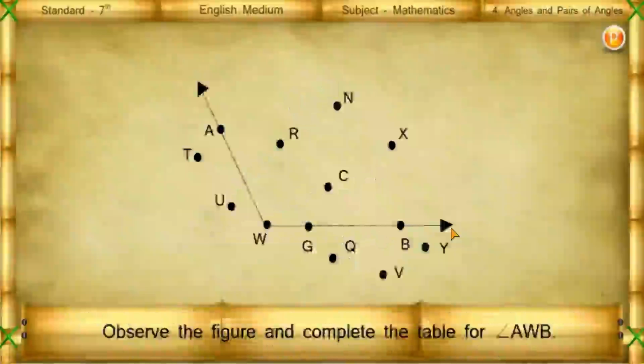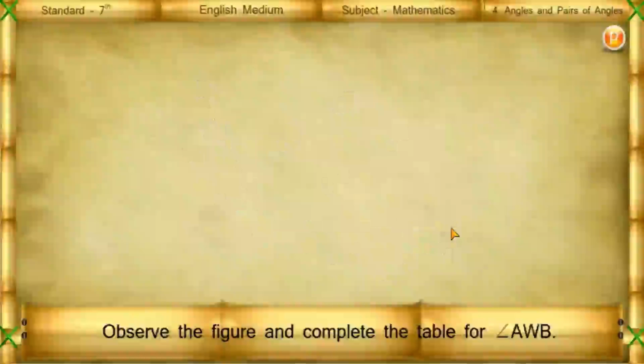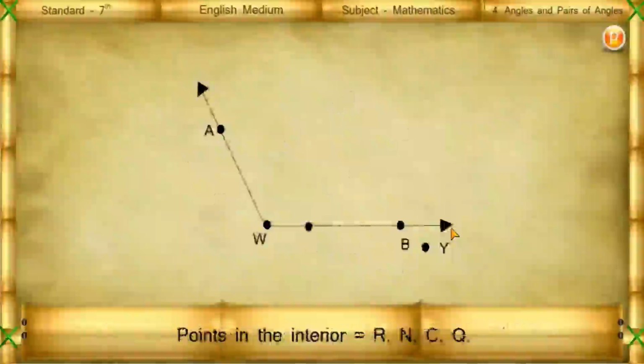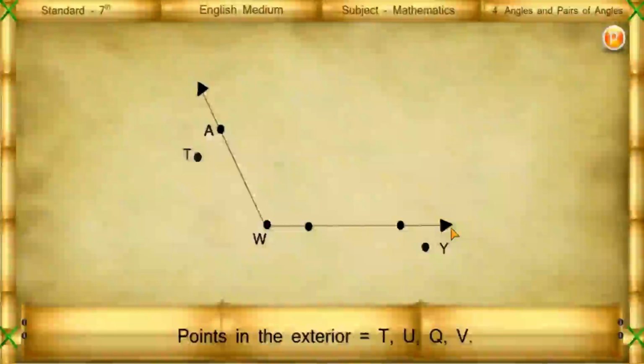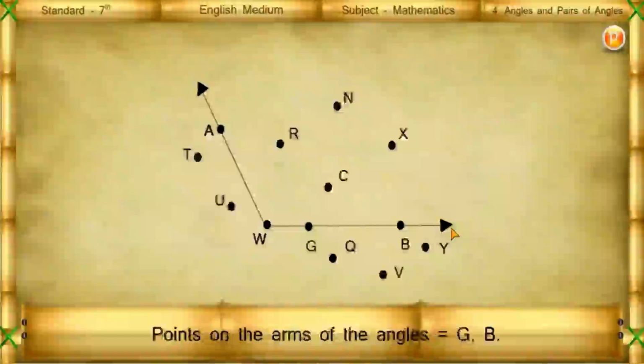Observe the figure and complete the table for angle AWB. Points in the interior are N, C, Q. Points in the exterior T, U, Q, V. Points on the arms of the angles G, B.